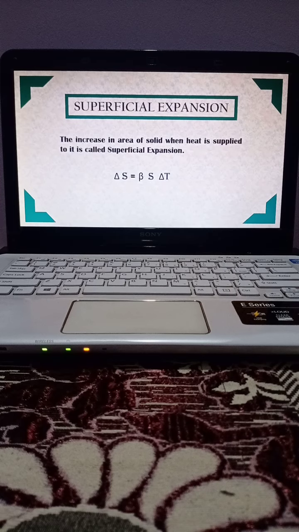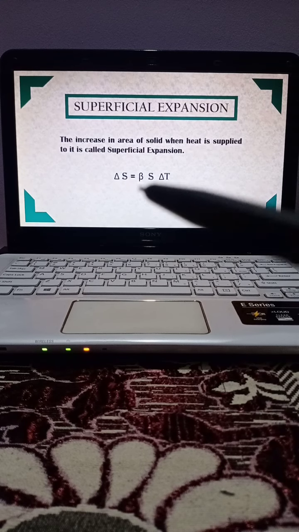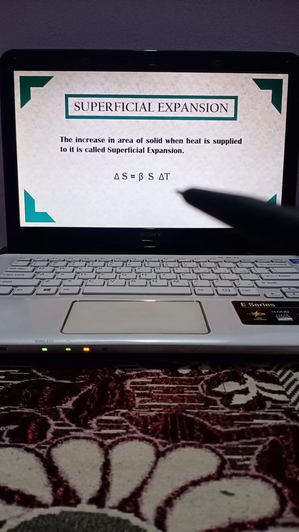Next we are going to see what superficial expansion is. The increase in area of a solid when heat is supplied to it is called superficial expansion, and it is given by the expression delta S equals beta S delta T. Here beta is the coefficient of superficial expansion, capital S represents its original area, and delta T represents the change in temperature of the solid material when heat energy is supplied.